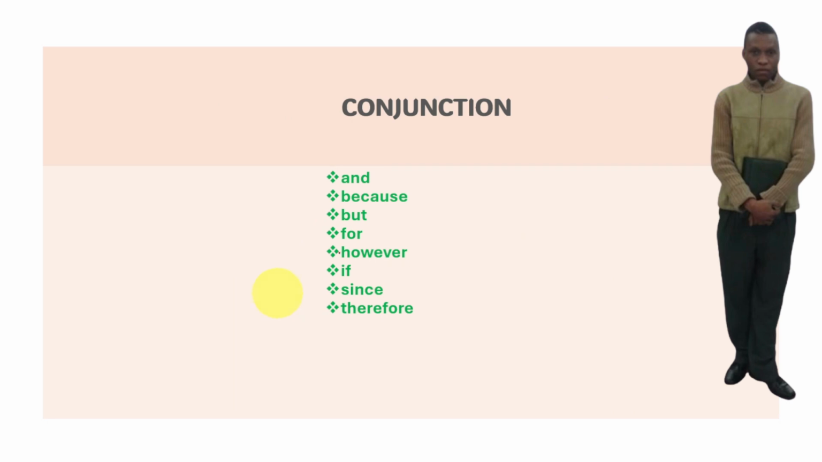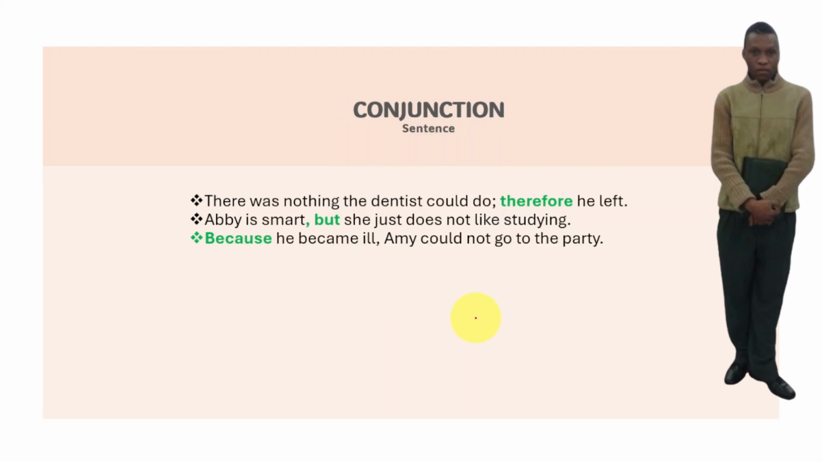Now, this is what I'm talking about. And, because, but, for, however, if, since, therefore, those ones are conjunctions. Now, let's see, in case you don't get it. There was nothing the dentist could do. Therefore, he left. Abby is smart, but she just does not like studying. Because he became ill, Amy could not go to the party.